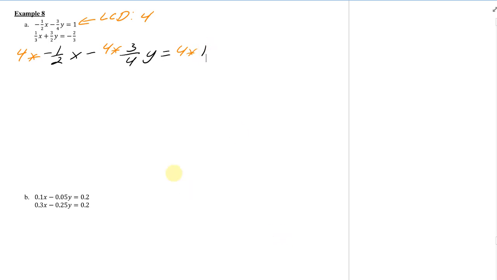Okay, so here it is. First, 2 divides into 4 twice, so I'm left with 2 times -x. So this first part will be -2x. And then this next part, 4 goes into 4 once, so this is 1 times 3y, so this will be -3y, and then this will equal 4. So there's my first equation. I will put a little box around it so I don't lose it.